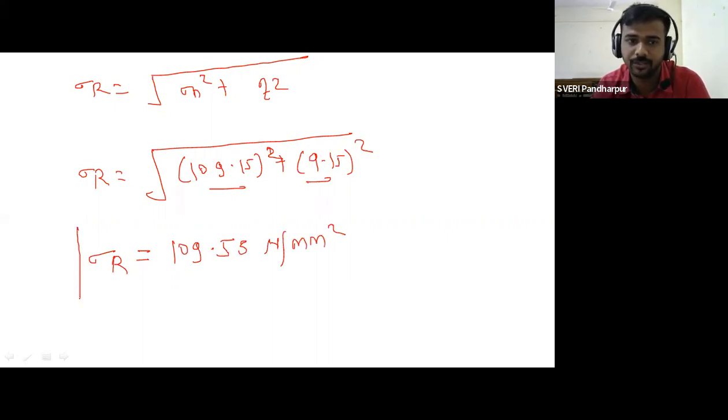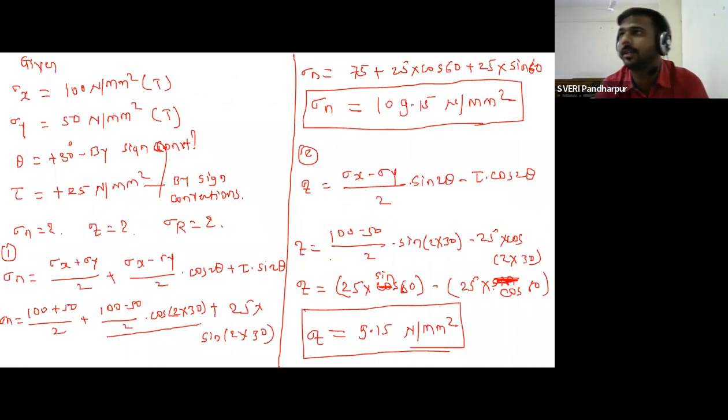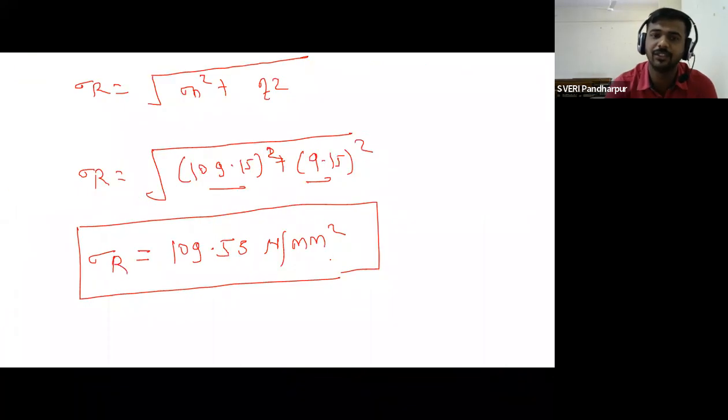You check all your answers. The calculation is very simple for all the three cases, but we only have to remind the concepts. We have to remind the sign conventions of theta, and the sign conventions of sigma x, sigma y, and the shear stress. We have to keep all the formulas in mind: the formulas of sigma n and sigma t for case number 1, case number 2, and case number 3. So sigma n is equal to 109.15, sigma t is equal to 9.15, and the resultant stress is equal to 109.53 Newton per mm square. So this is the calculation.